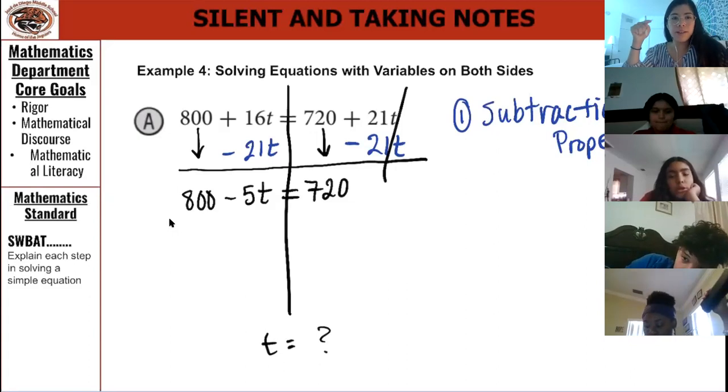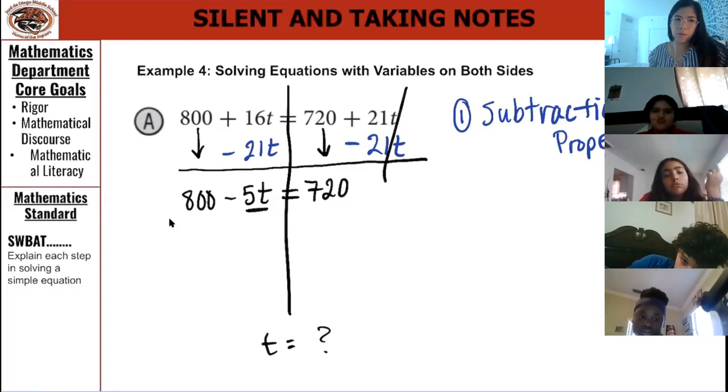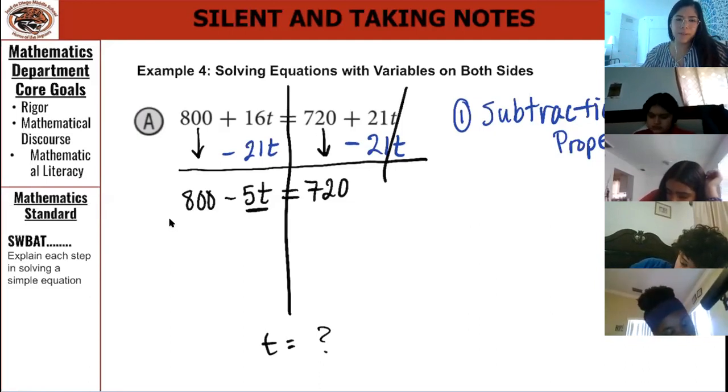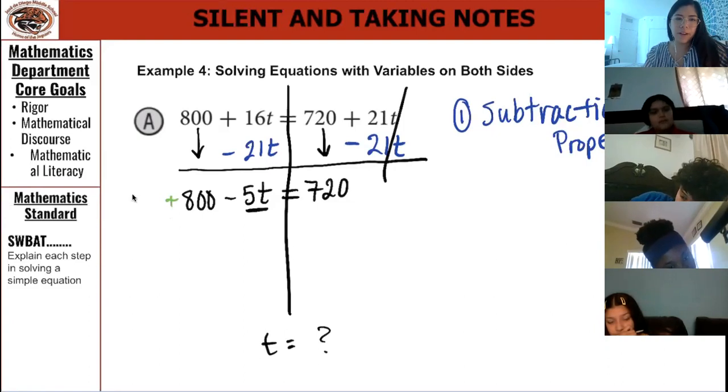Do I want to move that t? Or now that I have it on the left side, do I want to keep it exactly where it is? Keep it exactly where it is. Exactly. So I don't want to get rid of the t right now. What do I want to get rid of? The 800. And the 800 right now is sitting all there by itself. Is that a positive number or is it a negative number? Positive. So we can think about it like it has a little plus sign in front of it. So since there's a little plus sign in front of it, what should I do to get rid of it?